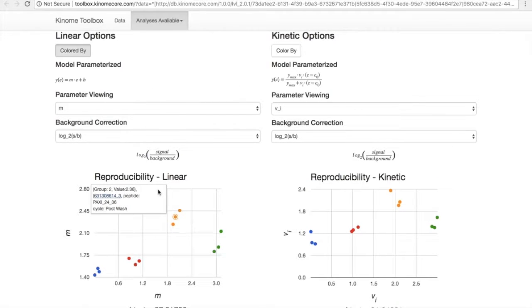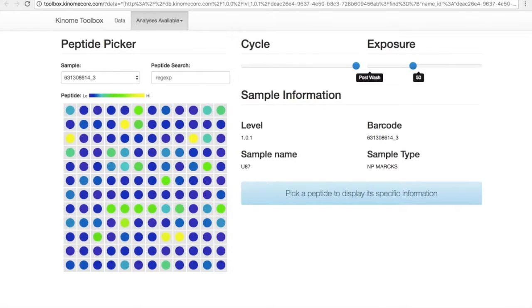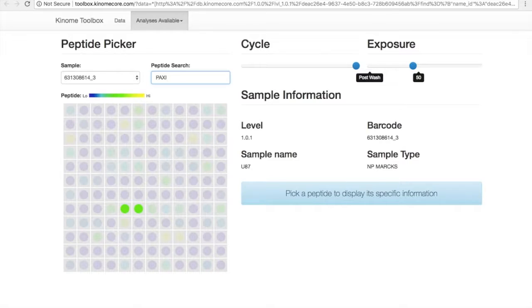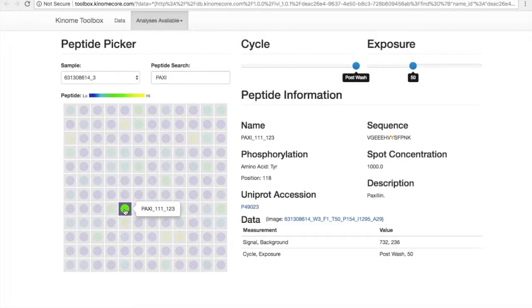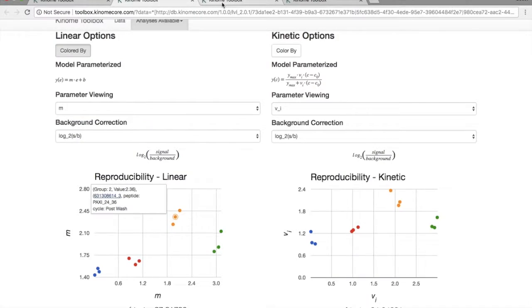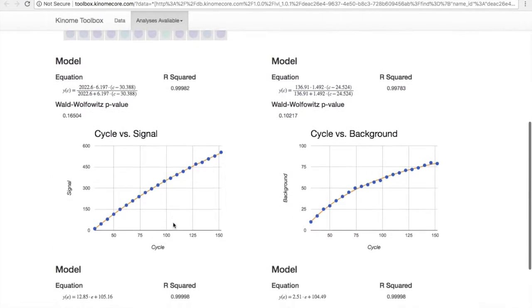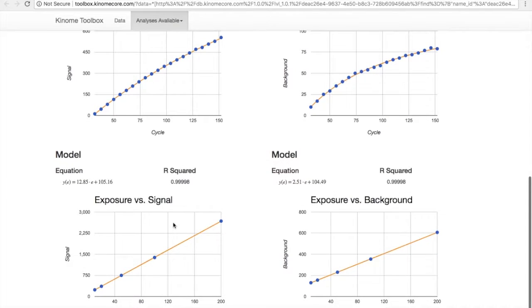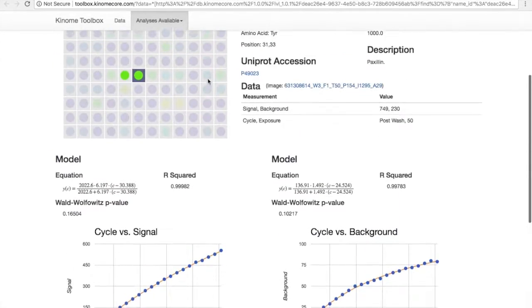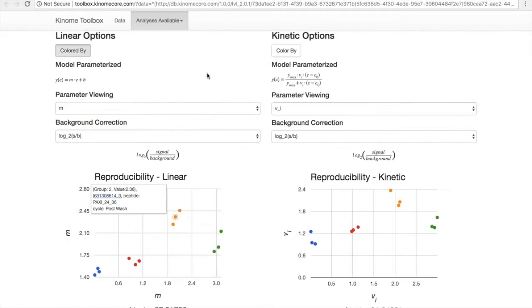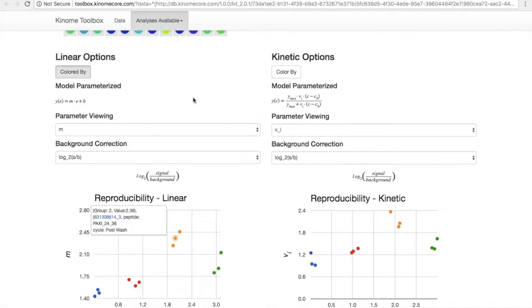So moving back to here, we can see this is PAXI, P-A-X-I. So we can find this peptide. And it's going to be one of these two. It is PAXI 24. So we can see PAXI 24. And we can come down and look at the actual curve fit and see if we think the curve fitting has done a good job. Scrolling back here, this is the general idea for the ANOVA.